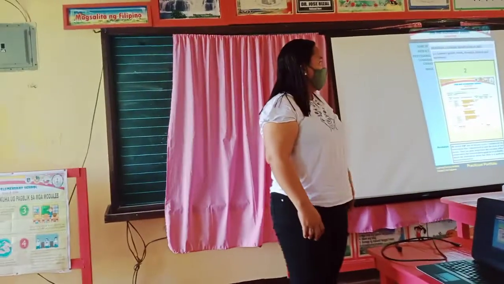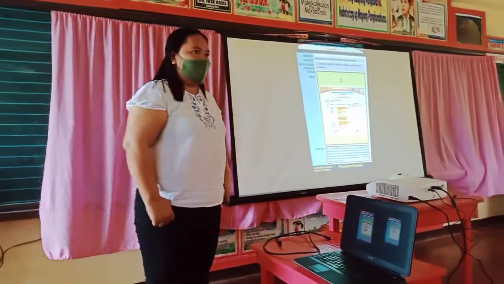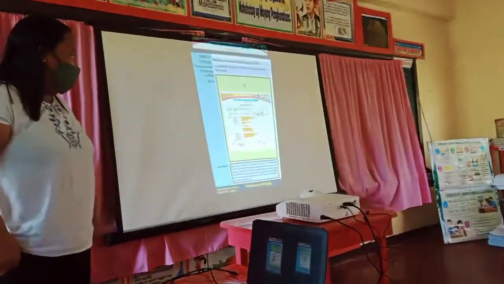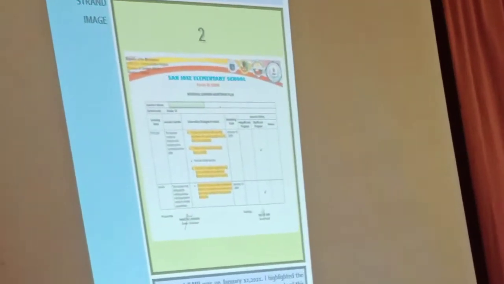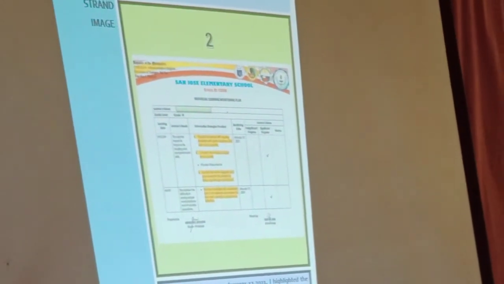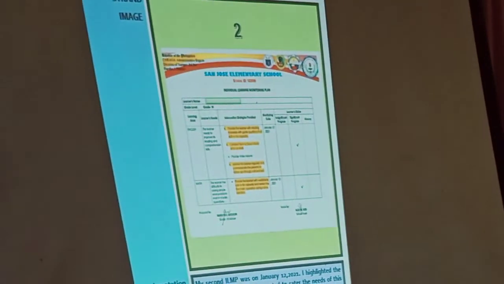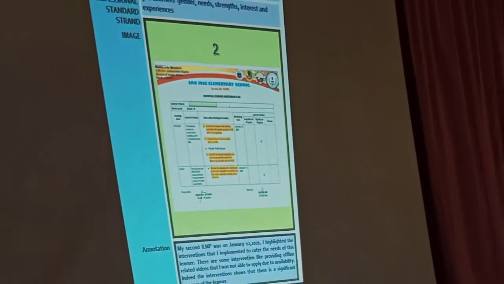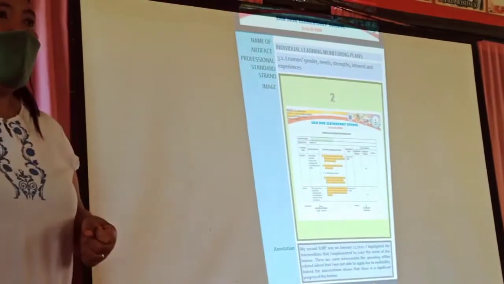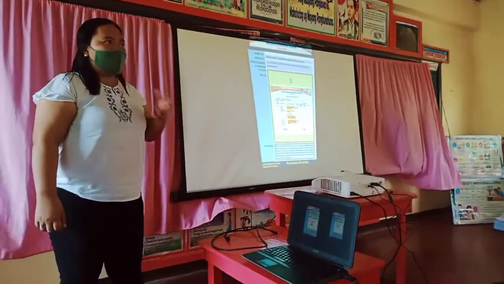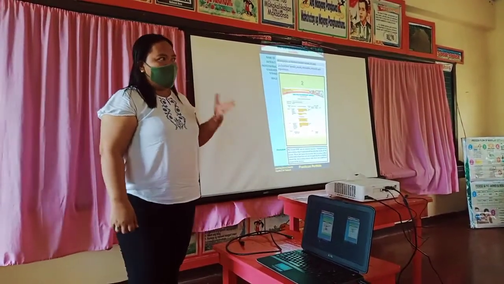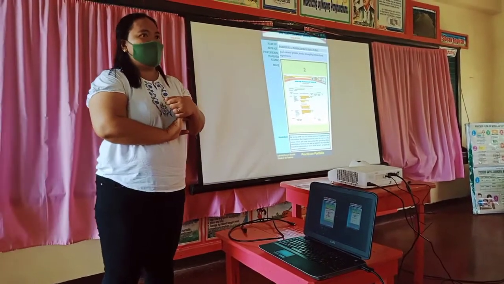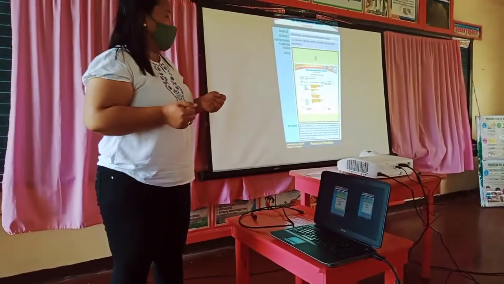My second item was conducted or planned on January 12, 2021. I highlighted the interventions that I implemented to cater to the needs of these learners. There are interventions that are not highlighted because of availability, like, for example, the provision of video lessons. I cannot afford to conduct those interventions because the area of this learner is far from the school. It is a burden for me to bring laptops and everything during home visitation.